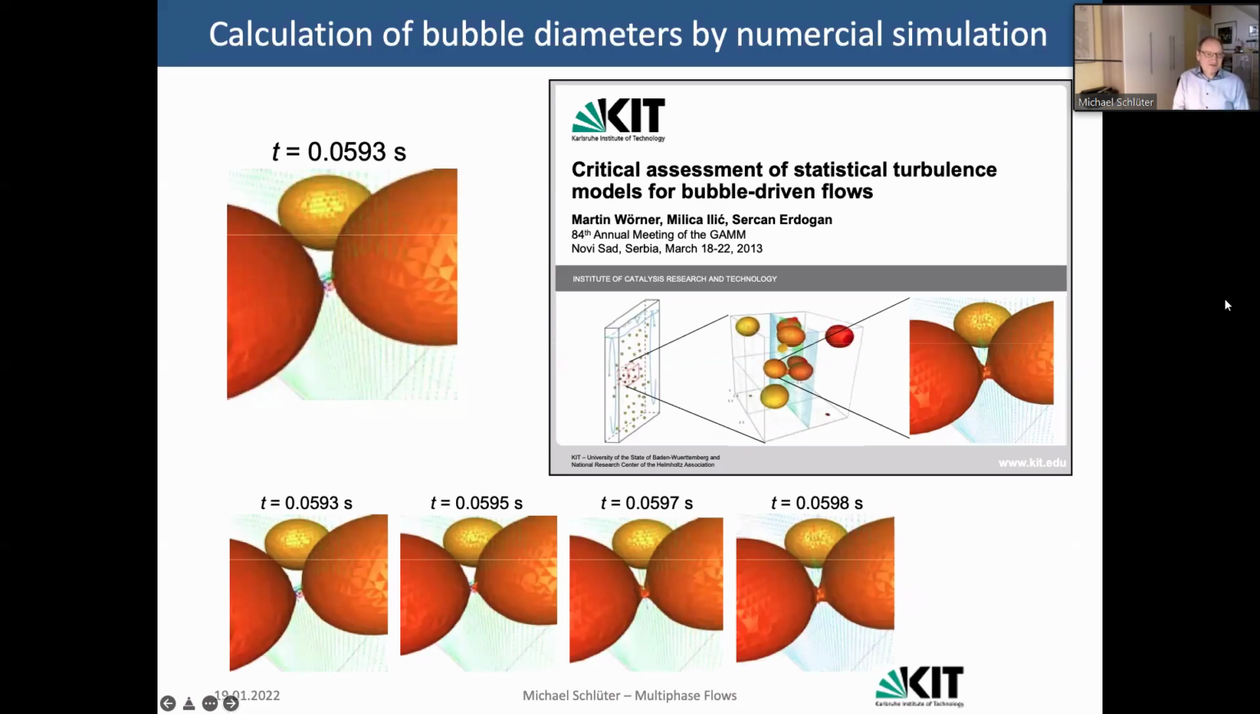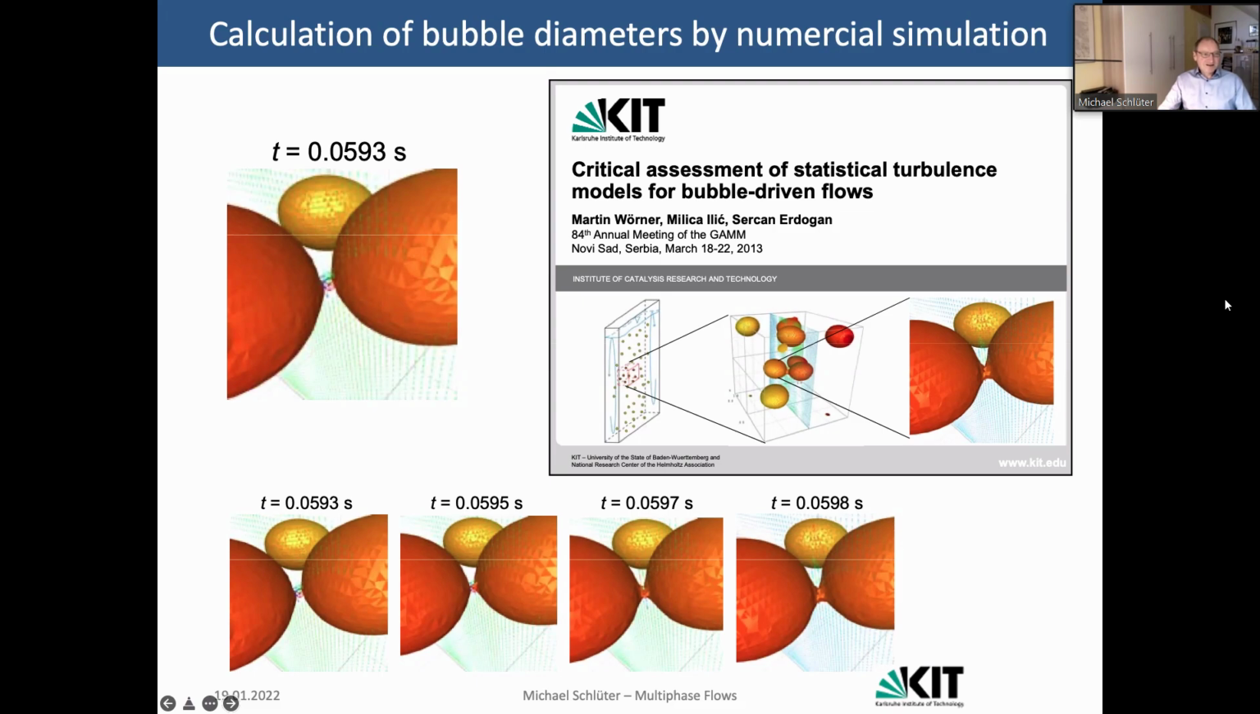And this is not very physical, and this is still a problem in computational fluid dynamics when predicting gas hold-up, interfacial area, and therefore the mass transfer performance. It makes the design of bubble columns still very challenging.